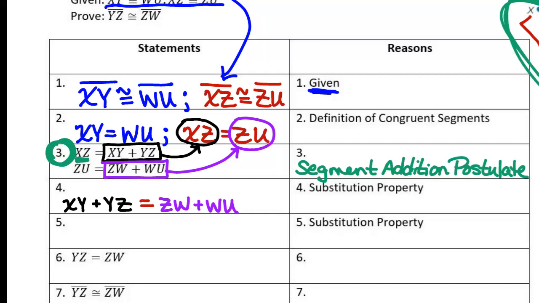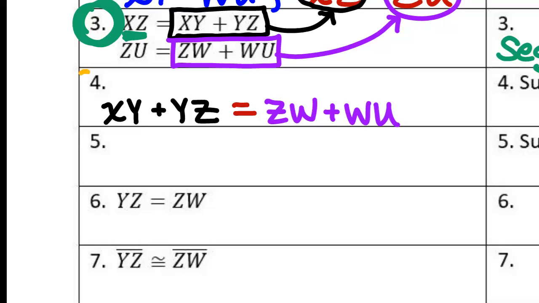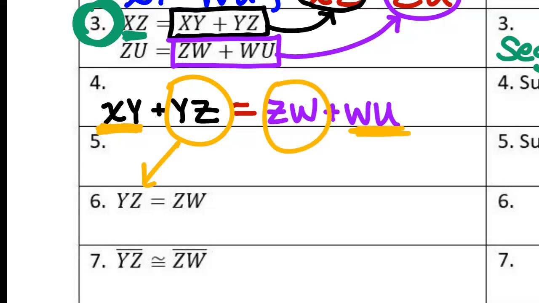Before we make our next statement, I want to compare statements 4 and 6. I know from the reason column that I'm going to be using substitution again, but I'm not quite sure where. What's the same and what's different between 4 and 6? There's no XY. My ZW stayed. But there's no WU, right? When I look down in step 6, it still has YZ equals ZW. That stayed exactly the same.